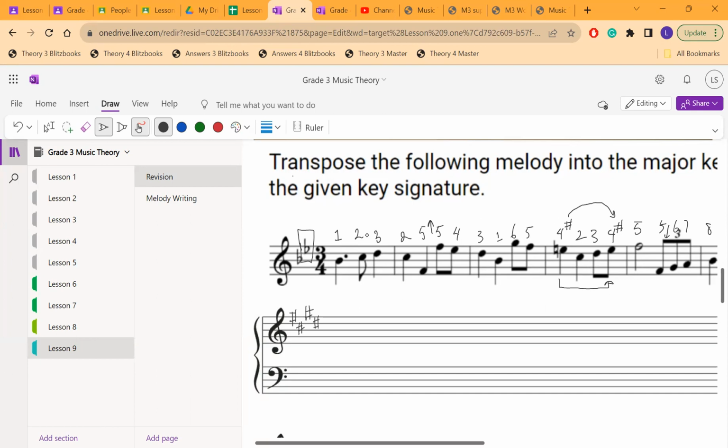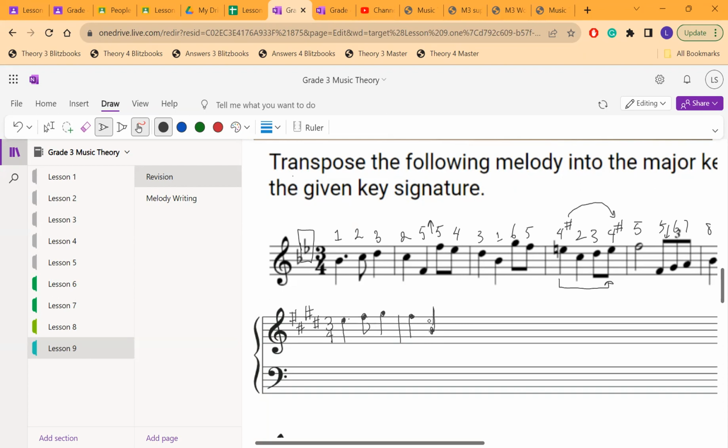Right, we're going up. Keep the time signature the same. 1, 2, 3, and 5 in E major is B.